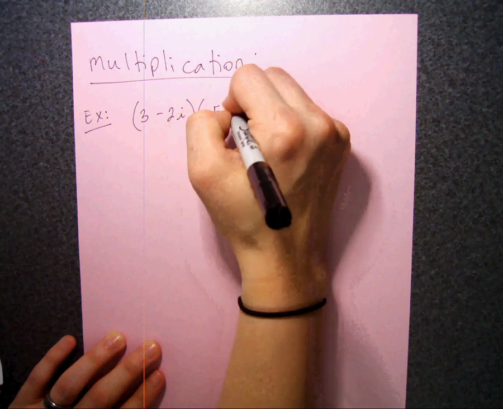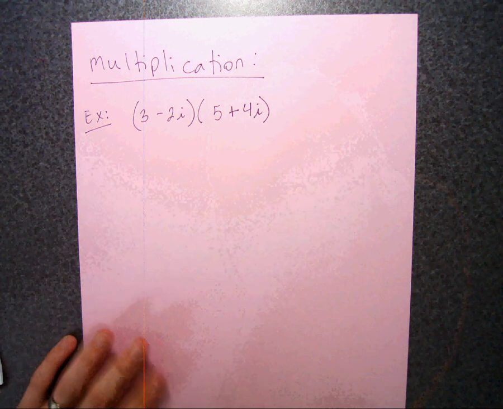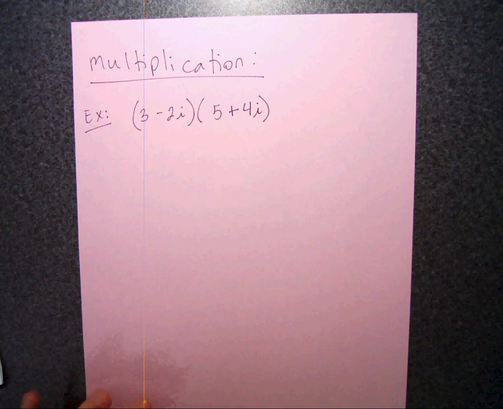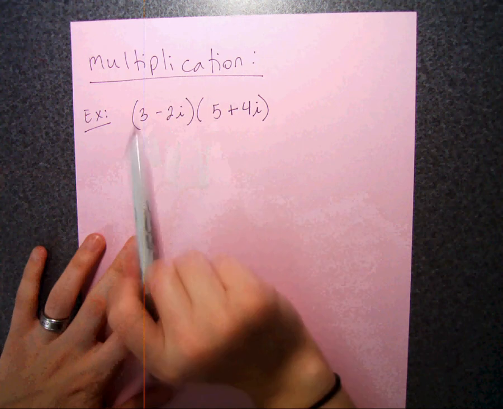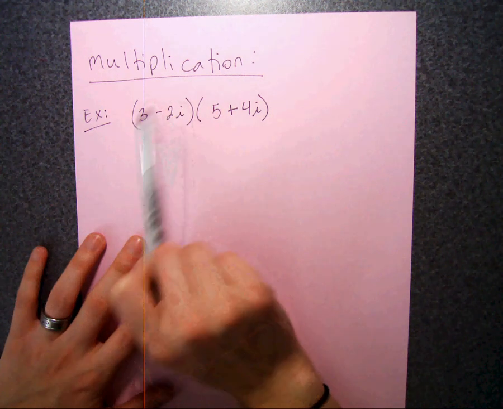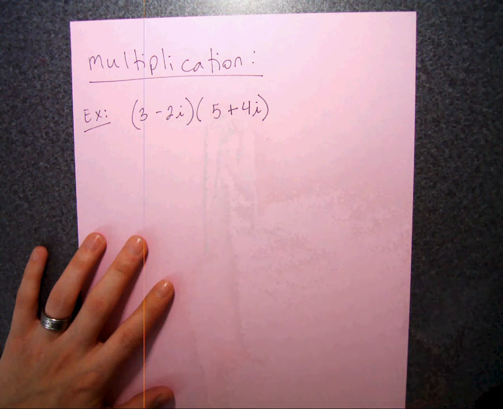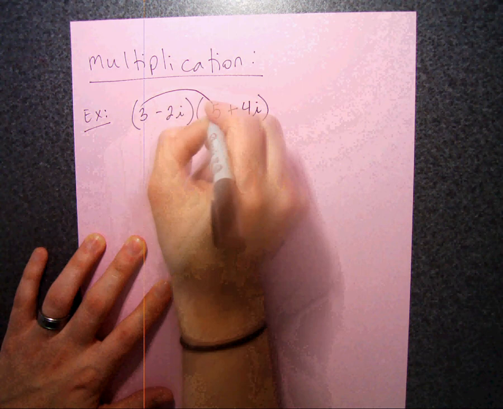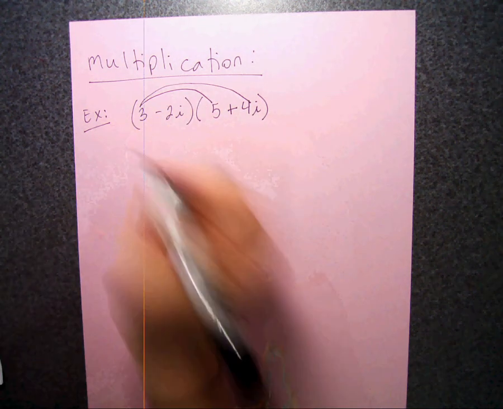Alright, so I have 3 minus 2i times 5 plus 4i. Think about if your i's were x's. You know how to distribute things inside sets of parentheses. I'm going to multiply everything in my first set of parentheses times everything in the second set of parentheses. So starting with my 3, I'll do 3 times 5, and then 3 times 4i. So 3 times 5 gives me 15. 3 times 4i gives me positive 12i.